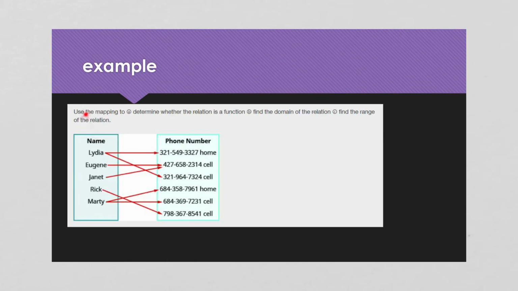So let's use mapping to determine on part A whether the relation is a function. So again, these are not allowed to repeat, but look what happens. Lydia has 2 phone numbers. Marty has 2 phone numbers. So it is not a function. Why is it not a function? Because of Lydia and Marty.